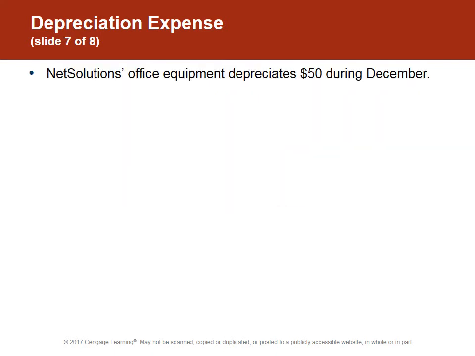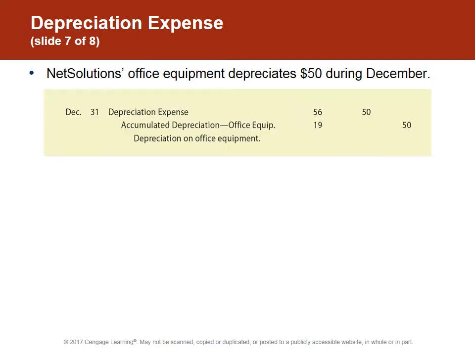Okay, so let's take an example. Net Solutions has an office equipment, a piece of office equipment that they have recorded the $50 in depreciation during December. They need to record this. So the first question students usually say is, where'd that come from? Well, fortunately, in Chapter 3, you don't have to worry about how the calculation was made. In a future chapter, we will discuss how depreciation expense is calculated. Just know that this is an estimate. And this is what the adjusting journal entry will look like.